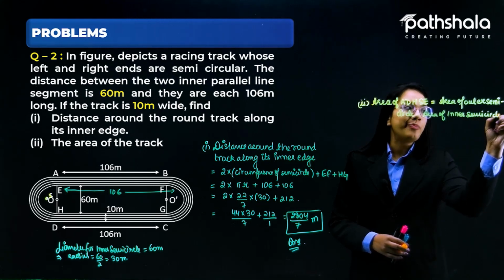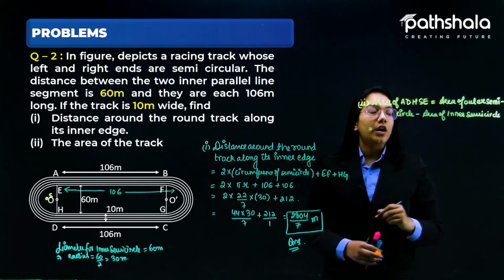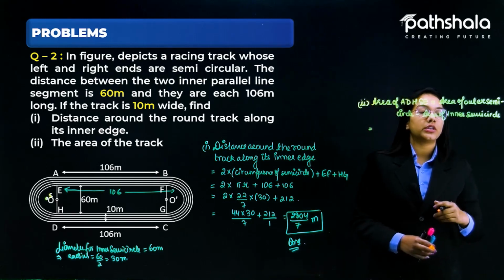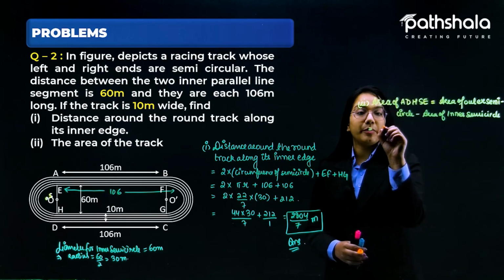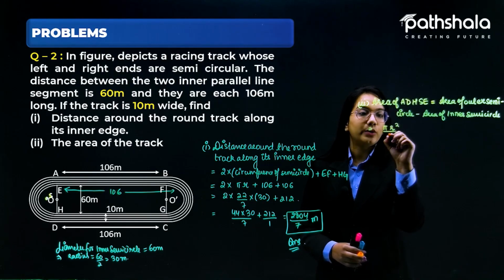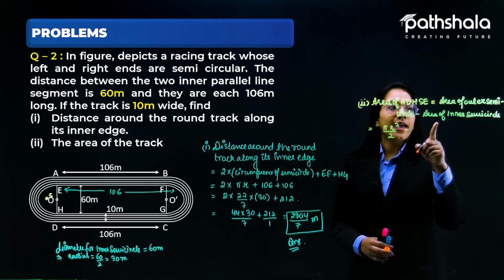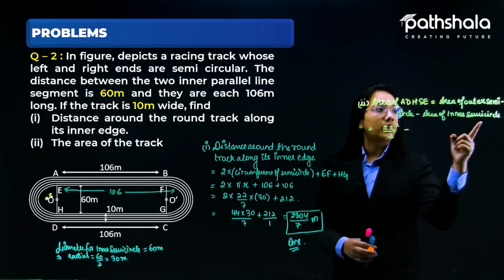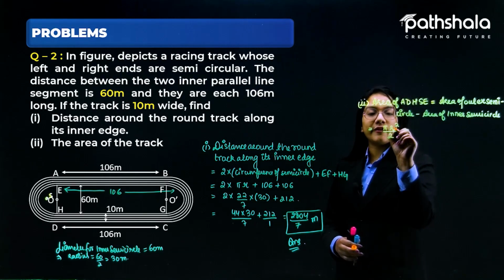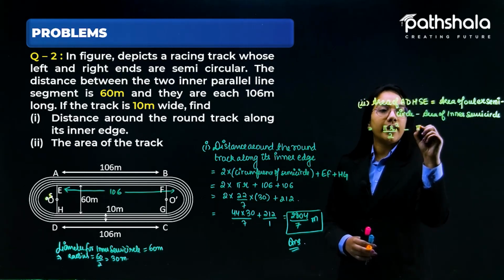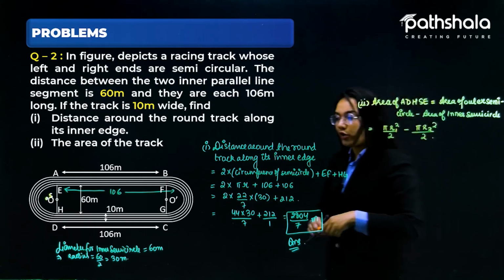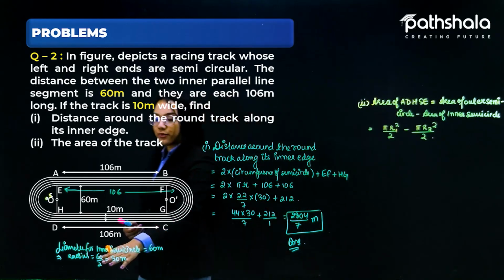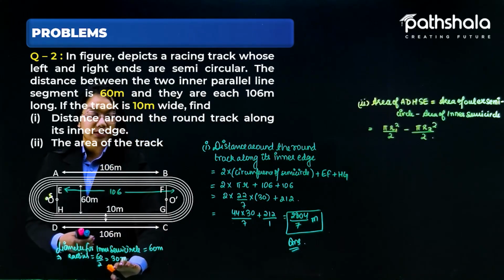They should be of this form. So let's just calculate it. We know that the area of the semicircle is nothing but pi r square by 2. So this would be pi r square by 2 minus the area of the inner semicircle. Let us suppose I'm taking this radius as r1 and this radius as r2, whole square divided by 2. Now first of all, we know that the radius for the inner semicircle is nothing but 30.